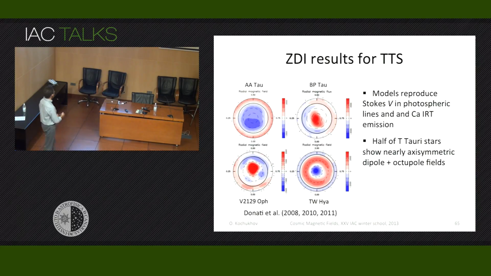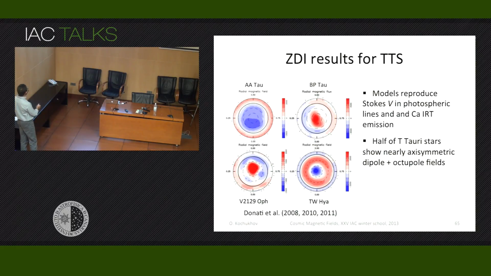And what they find is that roughly all their maps of magnetic fields in T Tauri stars represent two classes of maps. In one class, which is shown here, they see magnetic fields which are more or less axisymmetric and which are represented by different combinations of dipole and axisymmetric octopole. So this is the radial component for 4 stars, and you see a polar projection. So we see it from the pole.